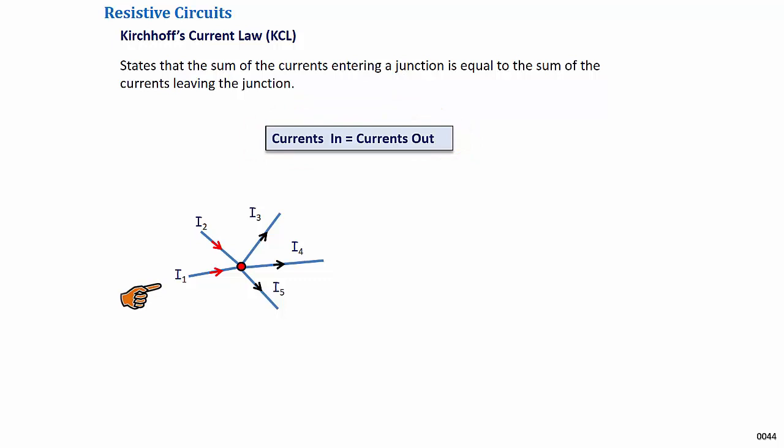Looking at the junctions shown, I1 and I2 are the currents going into the junction, and I3, I4, and I5 are the currents coming out. So, by KCL, currents in equal currents out. Therefore, I1 plus I2 equals I3 plus I4 plus I5.